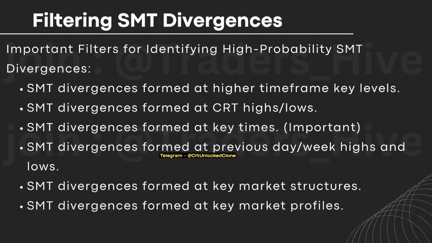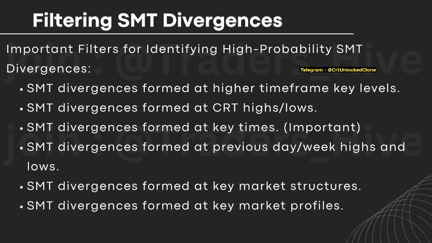So that being said, the best SMT, not CMT, the best SMT are formed at CRT highs and lows, right? When one CRT is purged on one pair, whereas the other underlying pair isn't able to purge it, this confirms the CRT, and this sort of SMT is always high probability, right? Remember that.